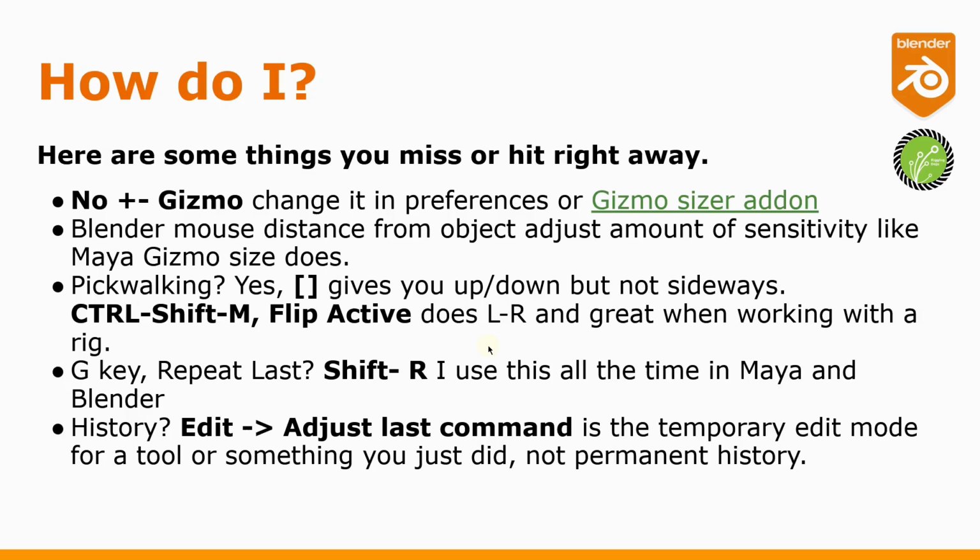And then history. Objects in Blender do not have history in the same way that Maya or Max does. There's not a parameterization. It's basically, you can adjust it at creation or while you're working on the tool, and then it goes away and it's baked.